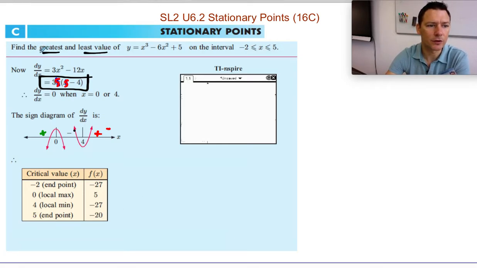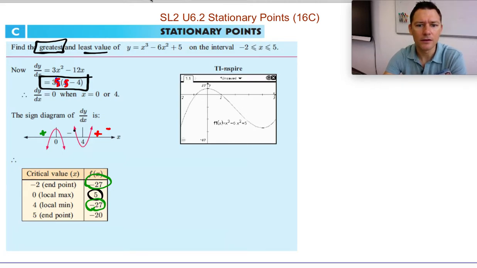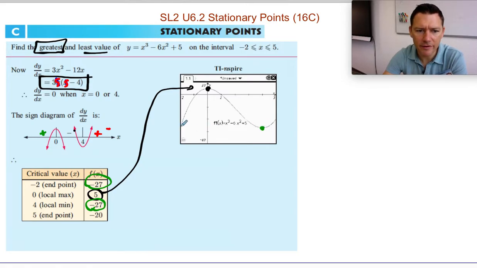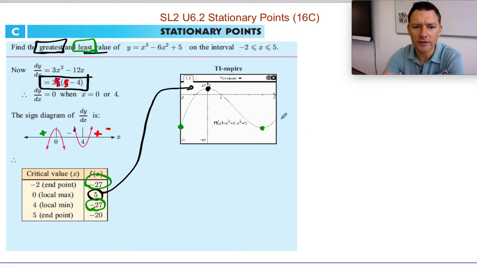So it's asking us for the greatest value. Well, the local maximum, that one's the greatest value. And the smallest value is one of these negative 27s. All right, so if you graph that, it would look like this. And you can see that here's our local maximum that we found with this. And this local minimum has the same value as this endpoint. So they're both the same, the least value is negative 27.